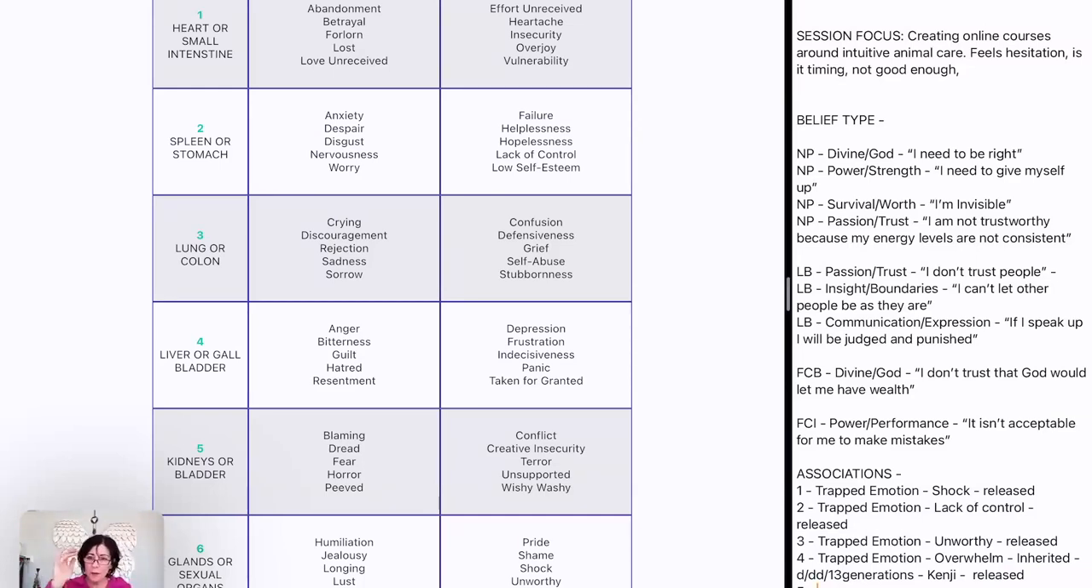All right. Is there another trapped emotion? There is. Odds, A1. Is it abandonment? No. Betrayal, forlorn, loss, love unreceived. All right. Anything more we need to know about love unreceived? No, we don't. So we can release it. Yes. Okay. 1, 2, 3. Thank you, God. Thank you. Release. Yes.